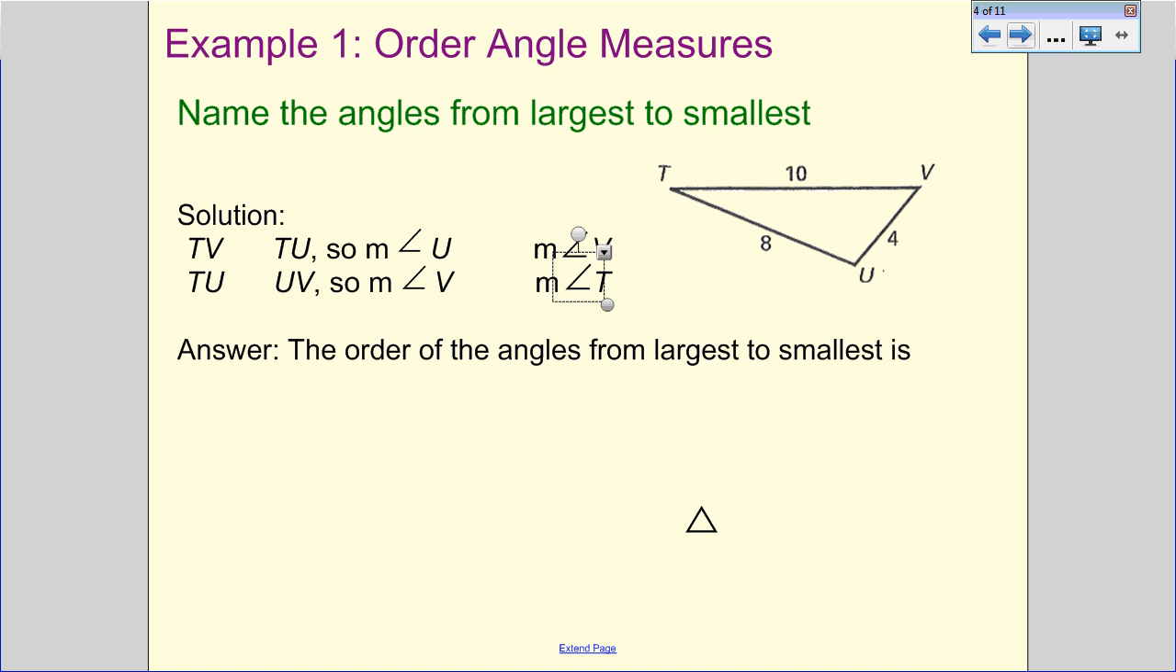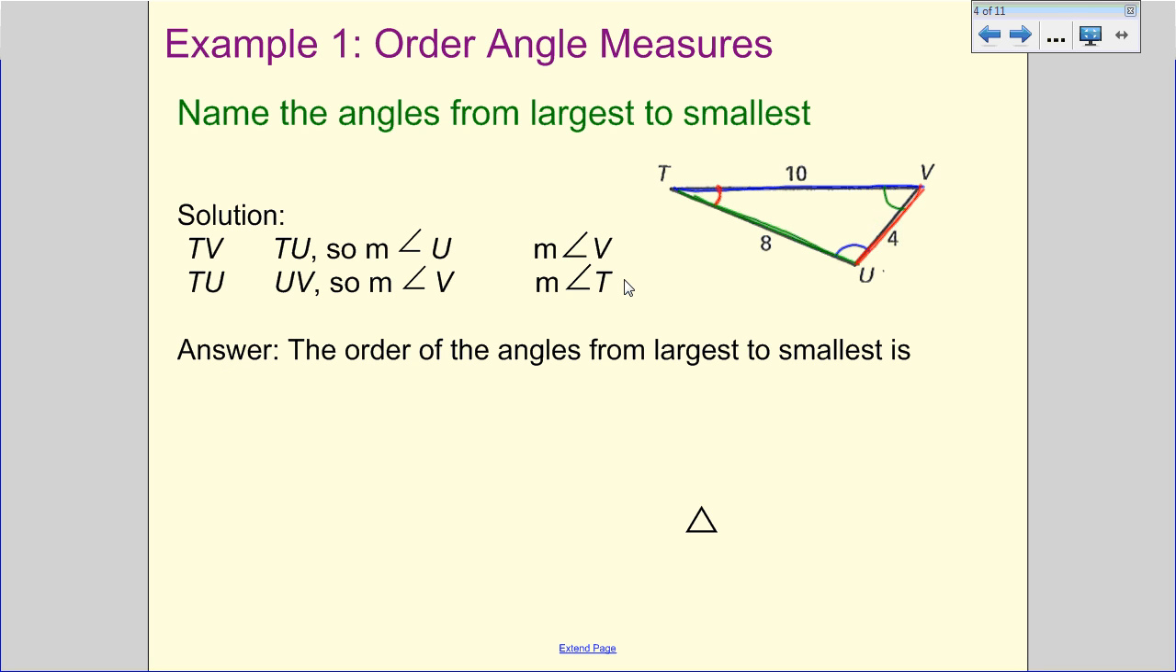So now what we want to do is take what we know and see if we can put angles in order. So we want to name the angles from largest to smallest. So when we take a look at this, I'm going to kind of color code some things. TV is opposite angle U. And TU is opposite angle V. And then UV is opposite angle T. We go across the triangle.